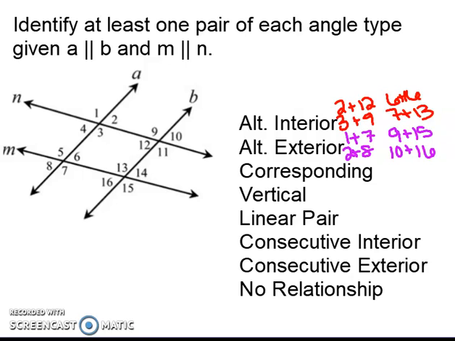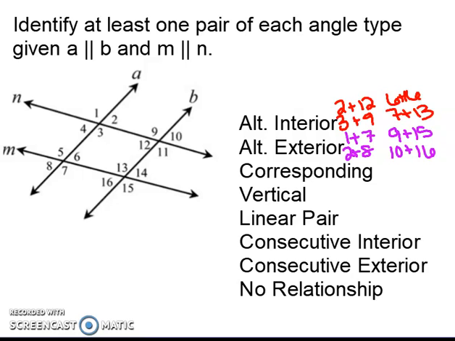We can also use lines A and B, which makes 4 and 1, 10 and 11 my exterior. That means 1 and 11 are alternate exterior, and 4 and 10 are alternate exterior. If I use M as my transversal, 5 and 15 are alternate exterior, and 8 and 14 are alternate exterior. Make sure you're careful with these. You need to make sure that you're going opposite, not just exterior, not just the other parallel line. Make sure you're going the opposite side of the transversal.